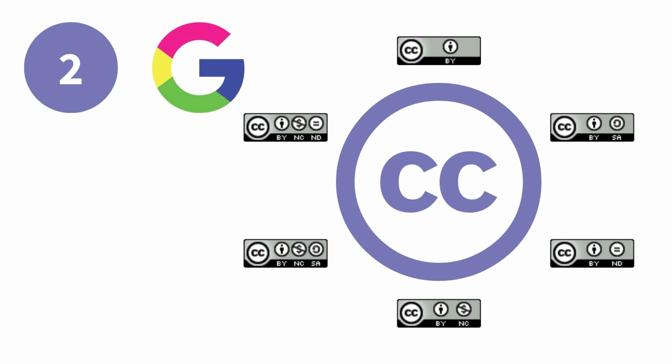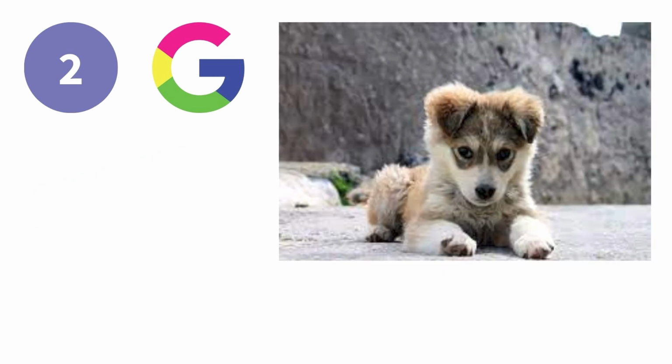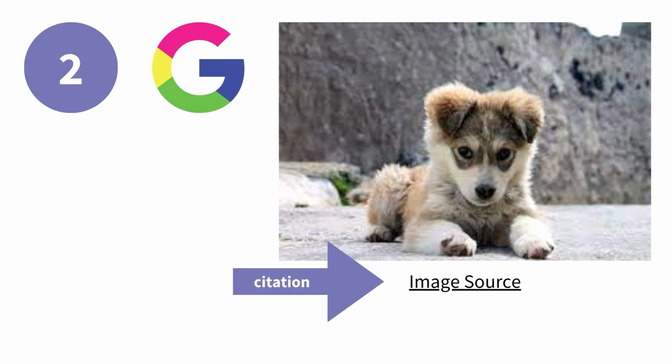Creative Commons licenses are a way for people to share their work with others while still keeping some control over how it's used. All Creative Commons licenses require that the creator is given credit for their work. So, if you use a Google image that has a Creative Commons license, you must give credit. You must create a citation to cite the source. Here is how you do that.